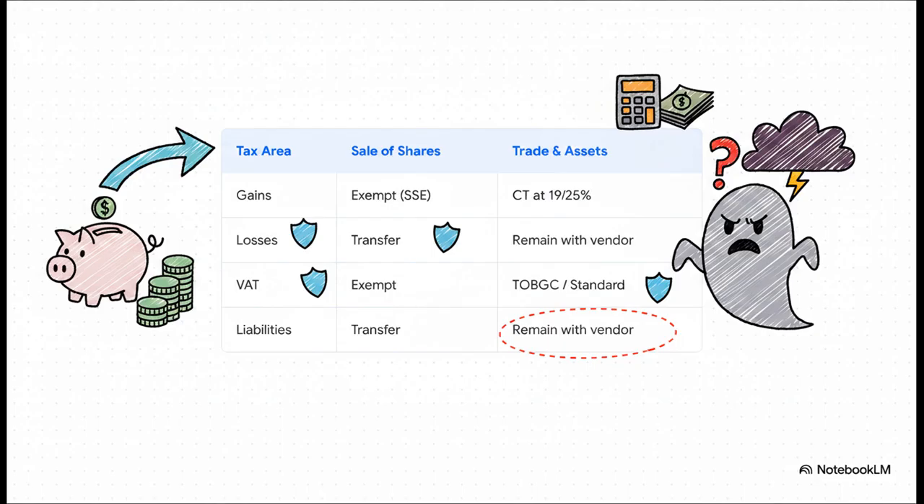But let's contrast those two routes directly. A sale of shares is, generally speaking, much simpler. Your gains might be SSE exempt, the transaction is VAT exempt, and any unused losses just transfer right along with the company. But look closely at that bottom row. Under a trade and asset sale, that is handled via a transfer of business as a going concern, or TOBGC. And crucially, those hidden ghosts in the closet, the contingent liabilities, they actually remain with the vendor company. The buyer doesn't take them on. So this leaves the vendor holding all the risk while at the same time facing potential corporation tax on individual asset gains at either 19 or 25%.